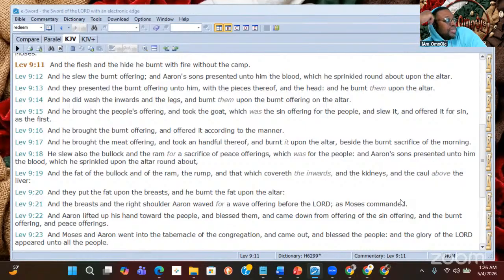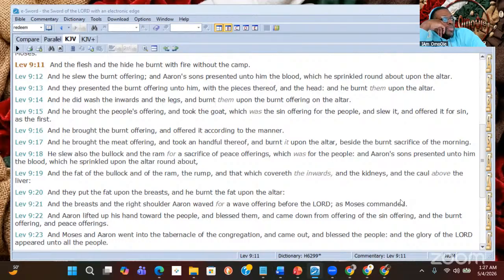And he slew the burnt offering, or the olah, and Aharon's sons presented unto him the blood, which he sprinkled round about upon the altar of the Mitzvah. And they presented the burnt offering, the olah, unto him, with the pieces thereof, and the head, and he burnt them upon the altar. And he did wash the inwards and the legs, and burnt them upon the burnt offering on the altar.